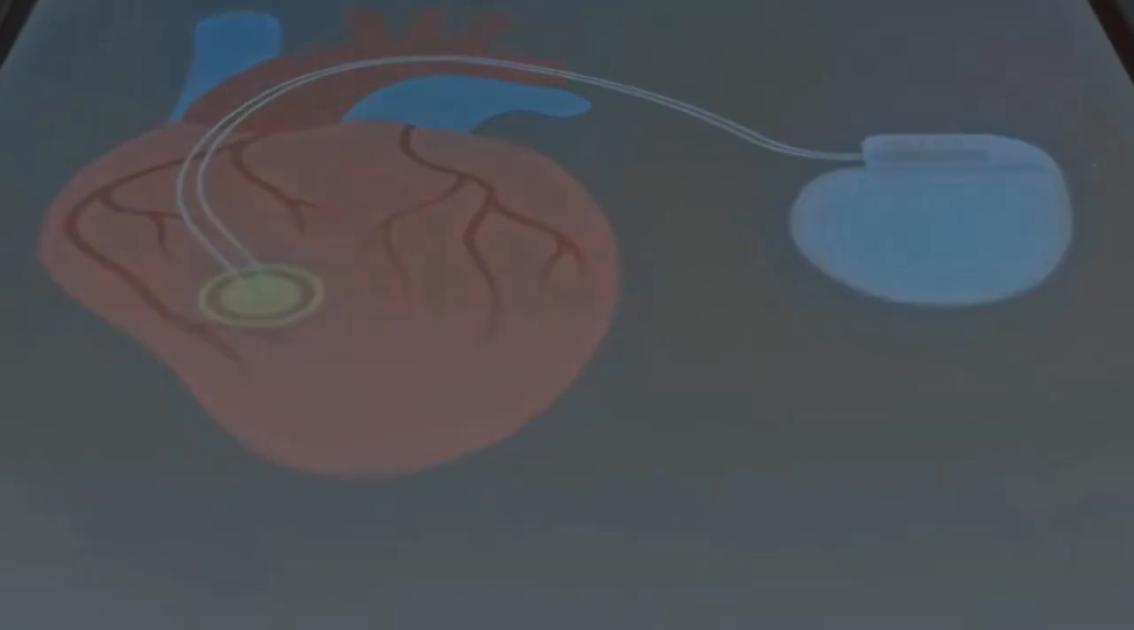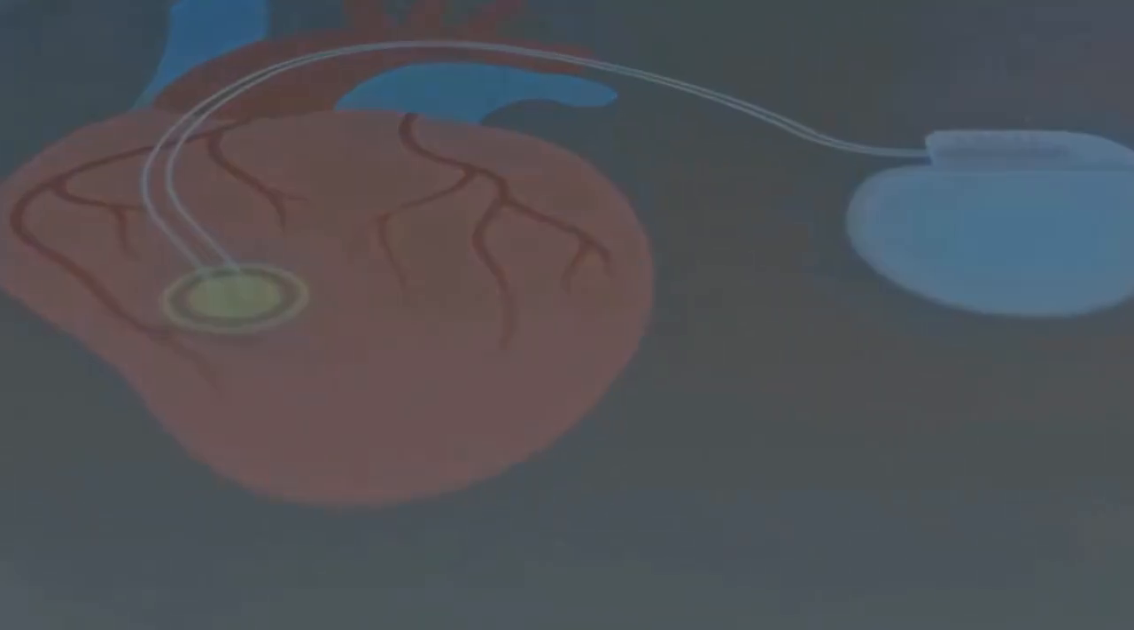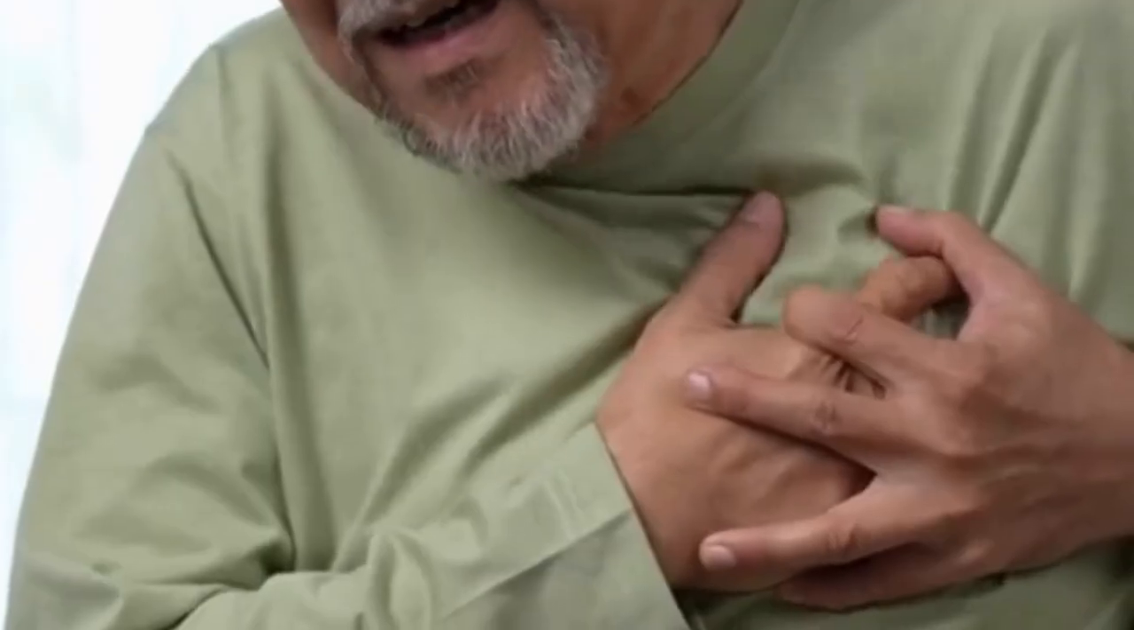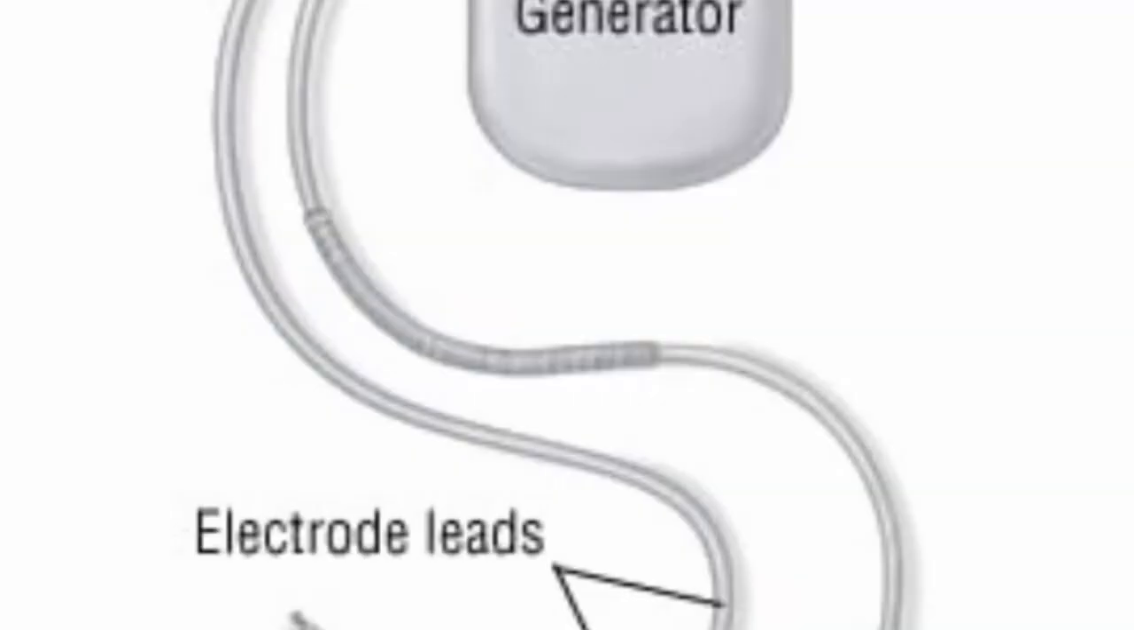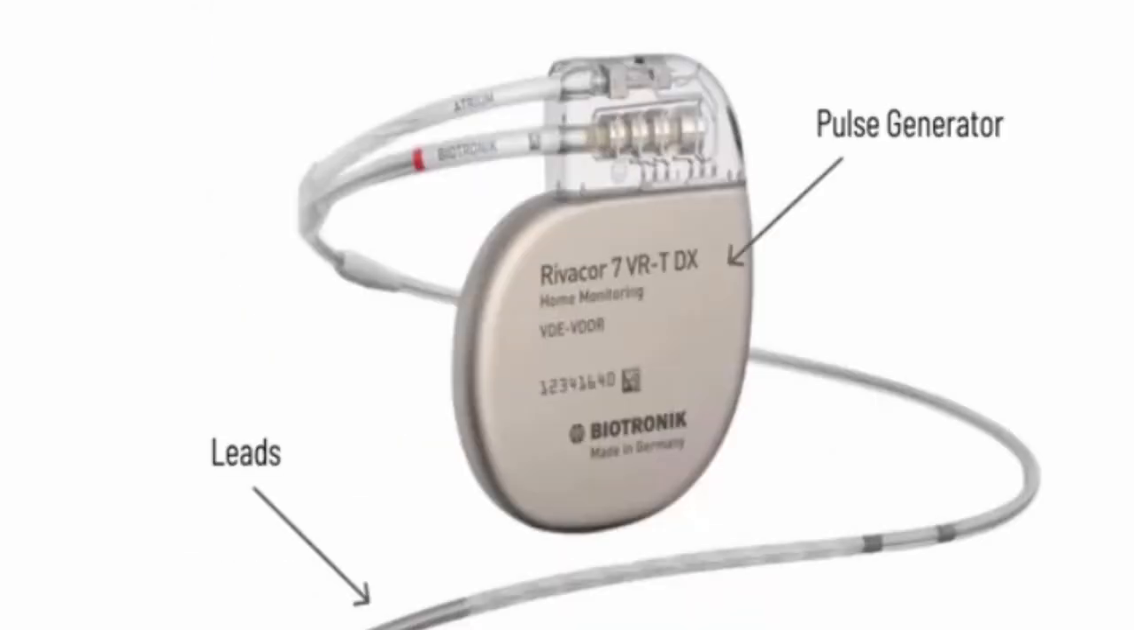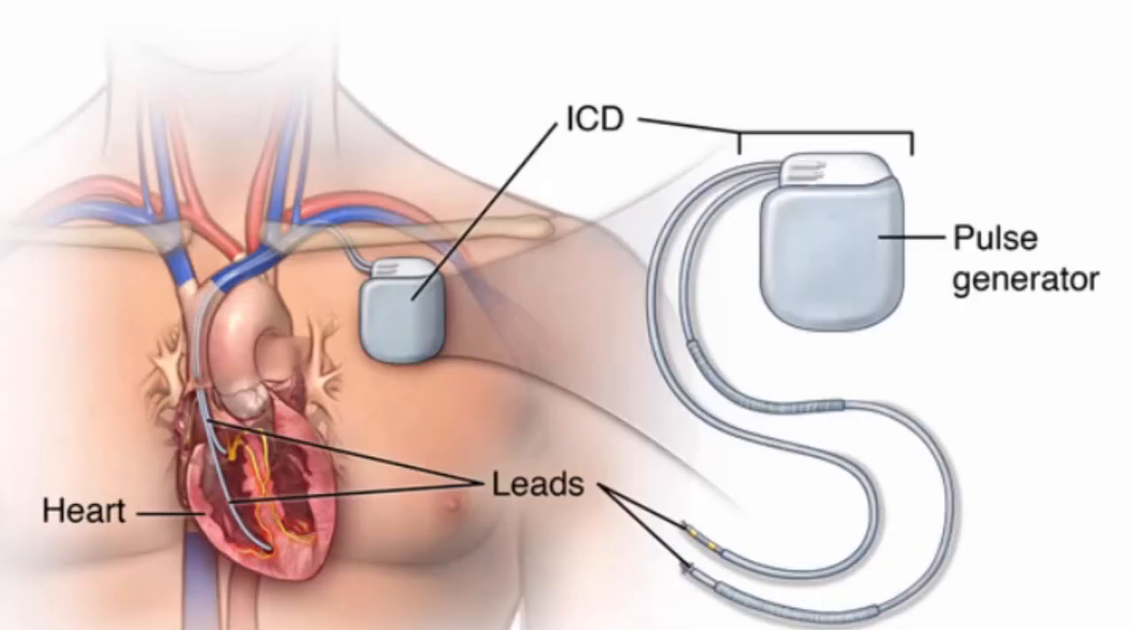An Implantable Cardioverter Defibrillator, or ICD, is a small device that can save your life. An ICD has two main parts: a battery-powered device, called the generator, placed under the skin, and thin wires, called leads, that go into the heart. These leads constantly monitor the heartbeat.